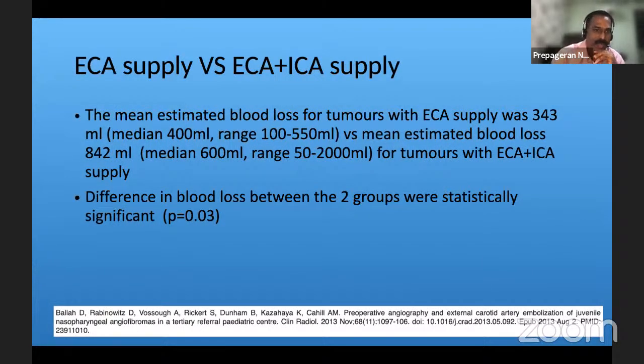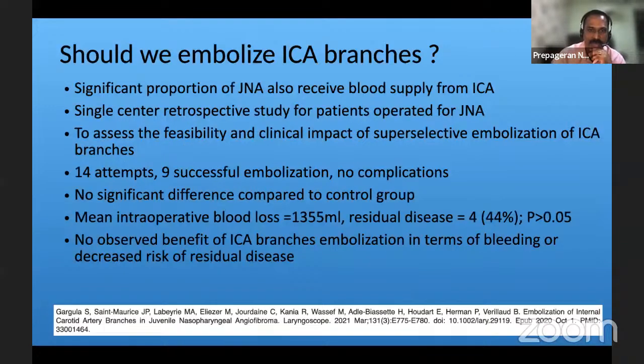And again, if you look at the blood supply, the bleeding compared between tumors with blood supply from ECA, and tumors with blood supply from both ECA and ICA, obviously the difference is statistically significant. There's much more bleeding if a tumor is also being supplied by ICA. Now, should we embolize the ICA branches selectively? To cut a long story short, there is no increased benefit by embolizing the branches of the ICA.